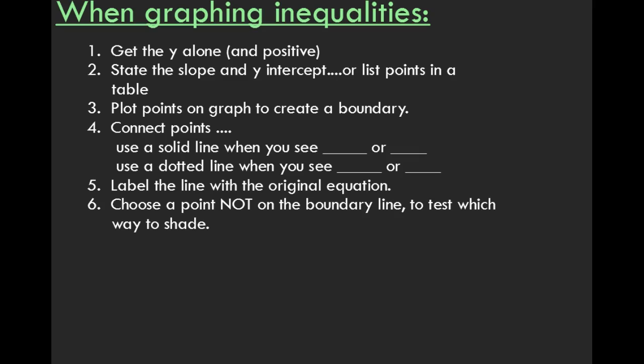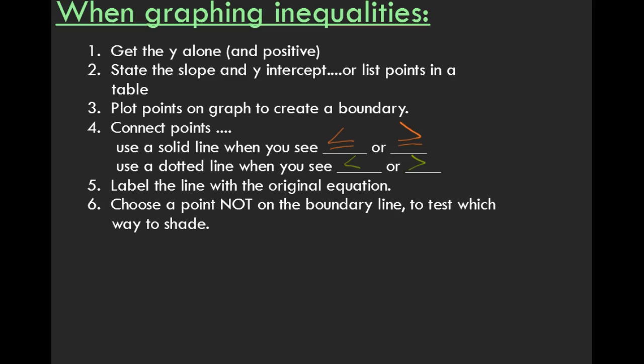4, connect the points, and then this is where you have to start thinking differently. You use a solid line if you have less than or equal to, or greater than or equal to, and a dotted line when it's just less than or when it's just greater than. And then here's 5. This is what I always forget, and I believe I forgot it every single time. So let's go back and fix that. We're going to label the line with the original equation.